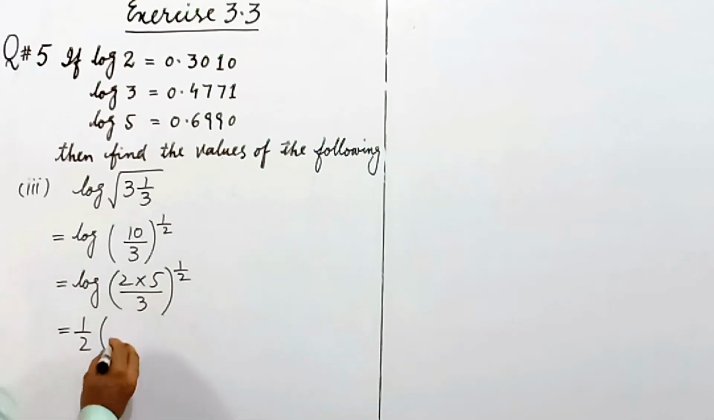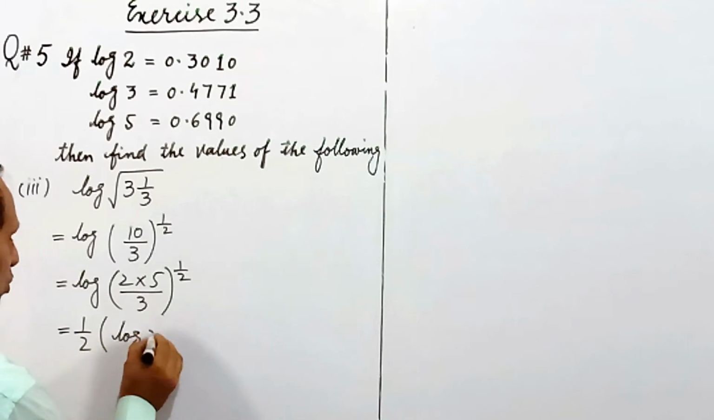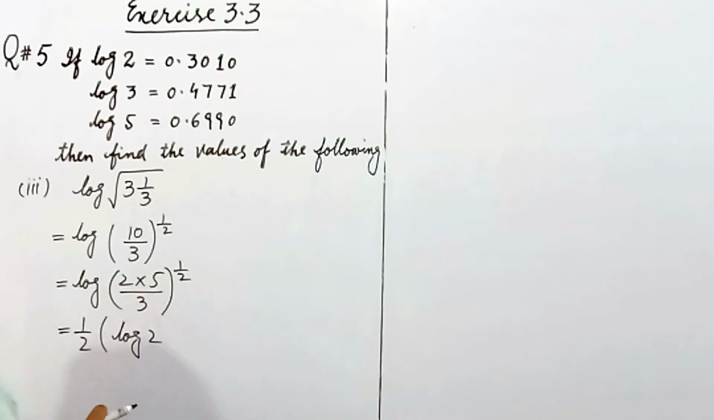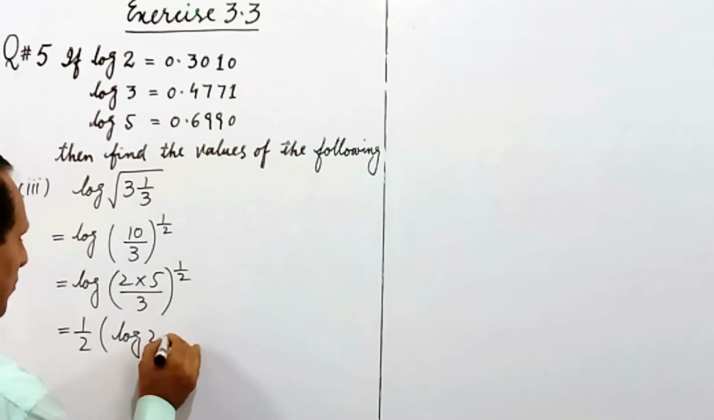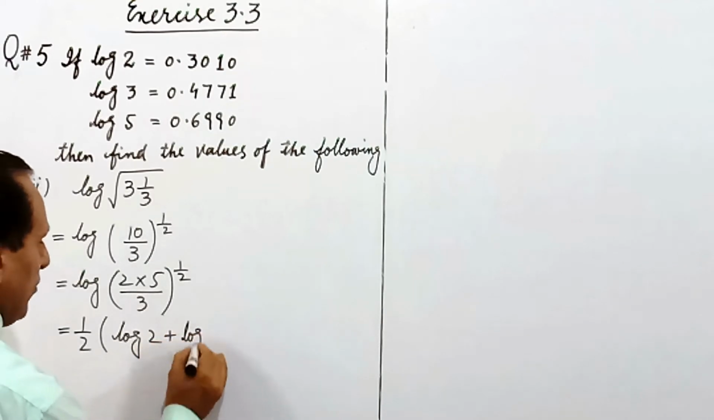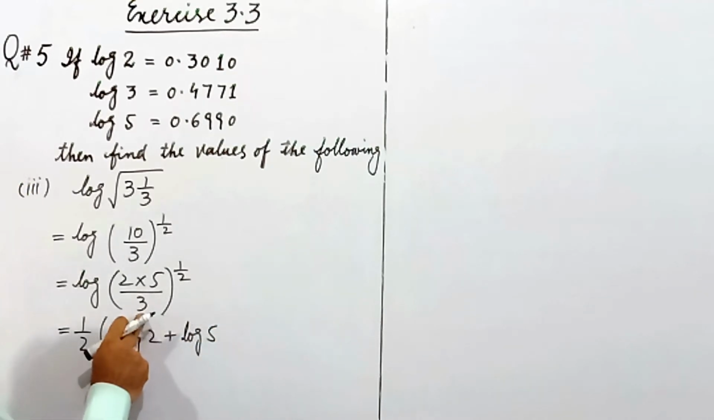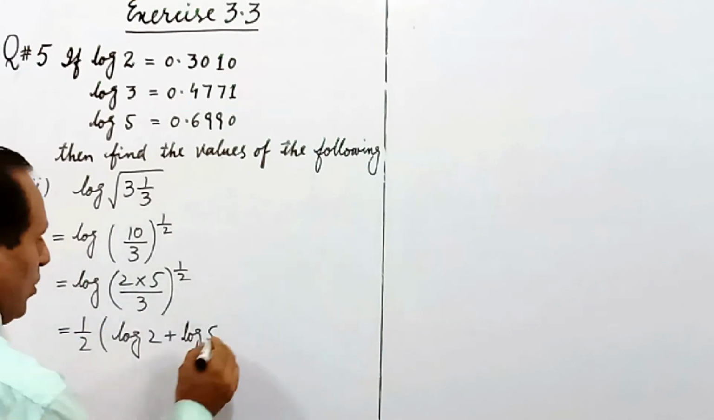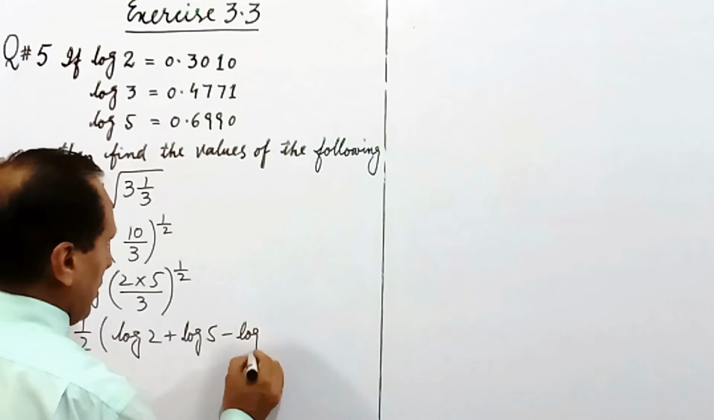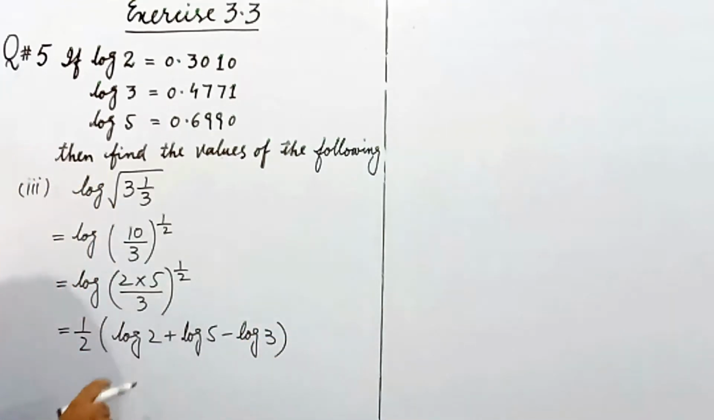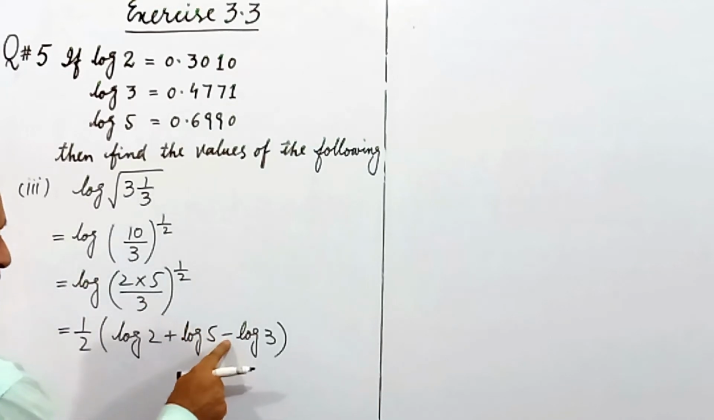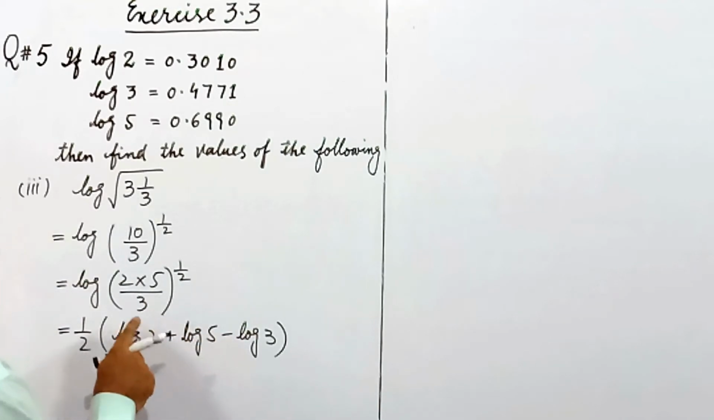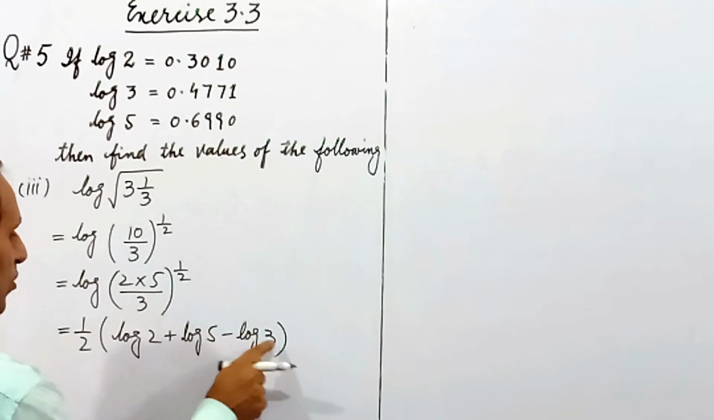So therefore we have log 2. Due to the multiply sign, by the first law of log, we write plus log 5, and as the single value 3 is present in the denominator, according to the second law of log, we write minus log 3. Remember, all the values present in the denominator are written with negative log according to the second law. So that's why 3 is written as minus log 3.